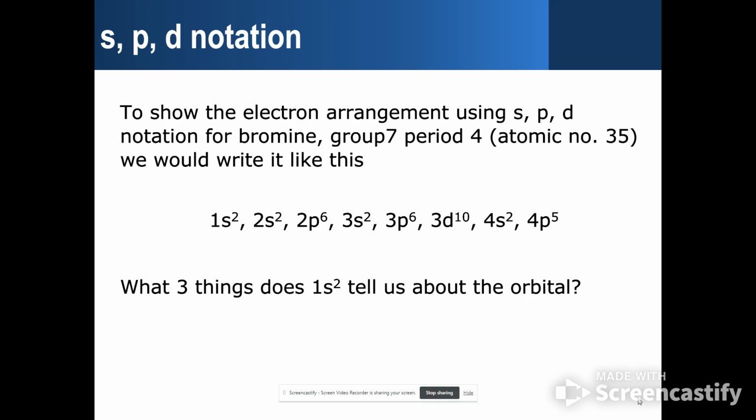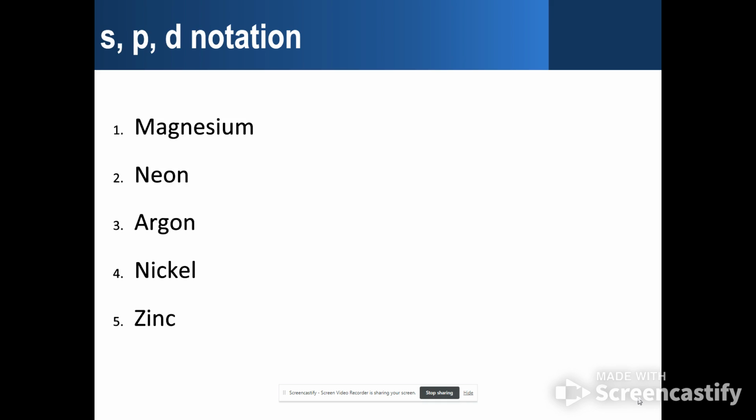You need to really understand what these numbers and letters are showing you. So you were asked in lesson what 1s2 shows you. This is showing that we are in the first shell, electron shell. The S tells you the subshell within that electron shell, and the 2 tells you how many electrons you are finding there. Please pause the video and see if you can now write the SPD notation for magnesium, neon, argon, nickel, and zinc.